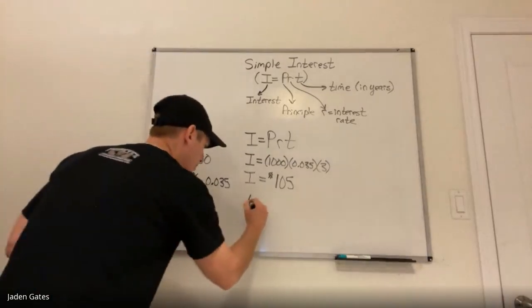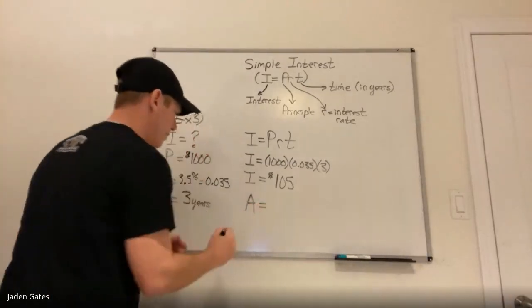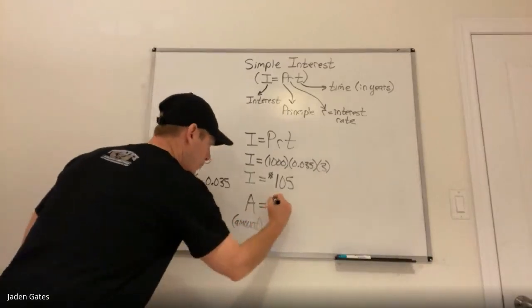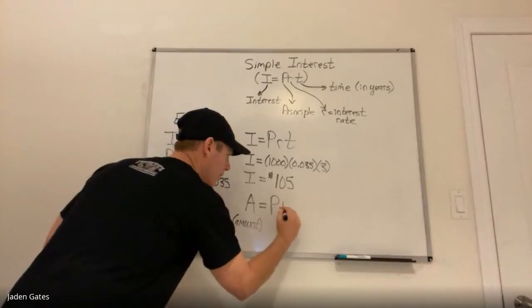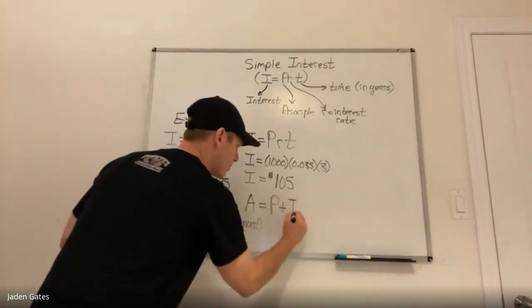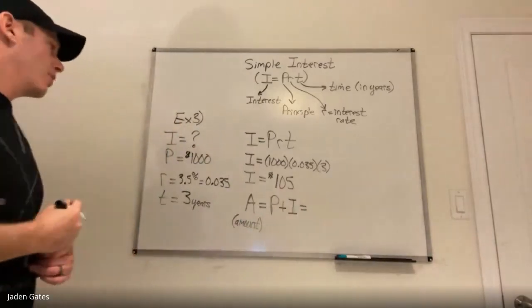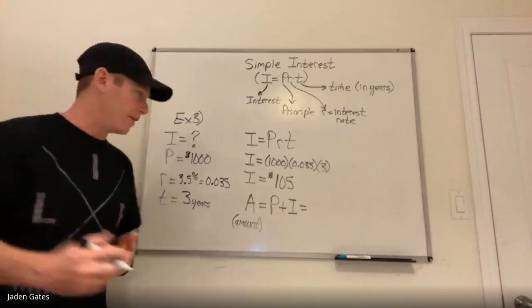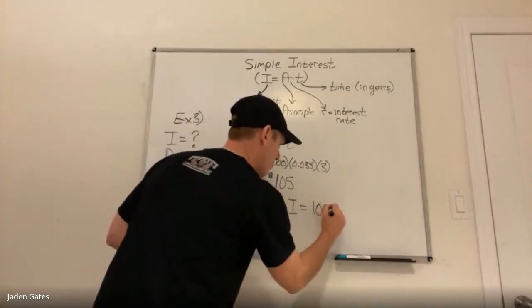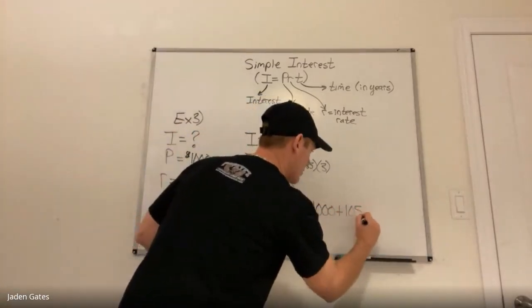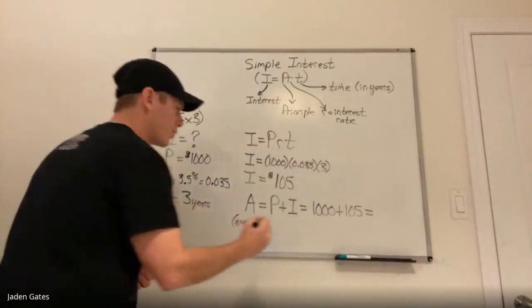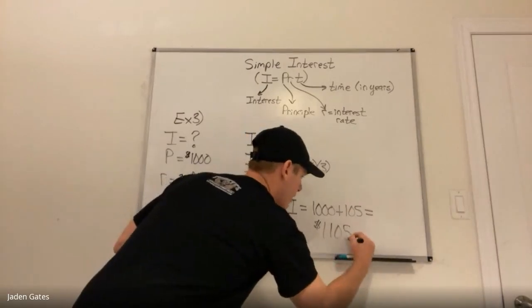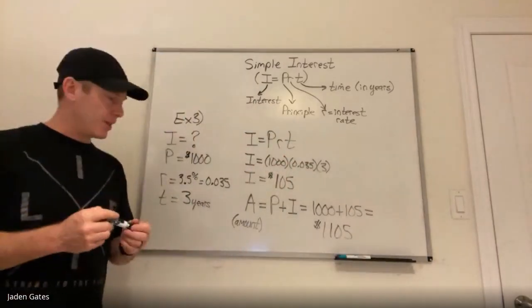So the amount that he's going to have in the account, so A, again, this is a variable we're going to have quite a bit, is equal to your principal, how much you had in there, plus the interest. So there's another formula here. A equals principal plus the interest. How much you had in there plus how much you made. Well, he had $1,000 in there plus another $105 that he made on interest. And so our final amount is $1,105 is how much he would have in his account.